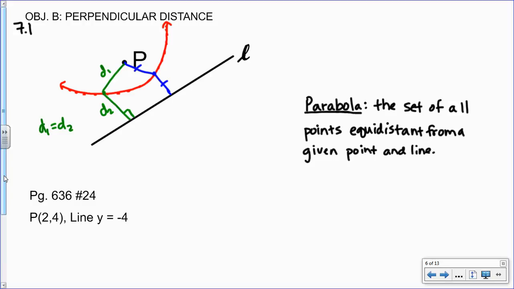The point has a special name that's called your focus. And we'll talk more about this when we look at parabolas in 7.4. And the line is the directrix.